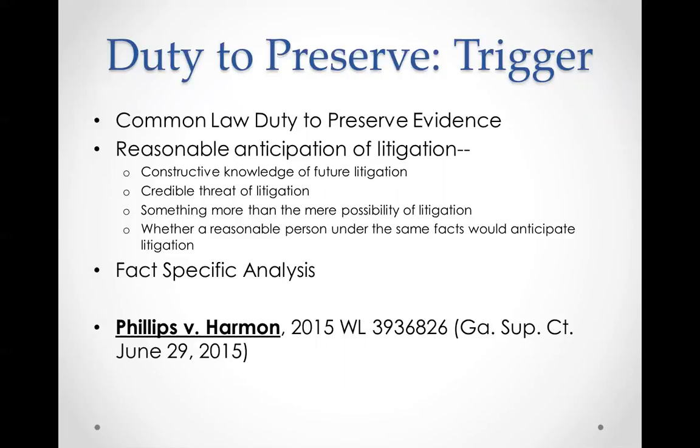And the general buzzwords are reasonable anticipation of litigation, although it's been articulated lots of ways. Constructive knowledge of future litigation, credible threat of litigation, something more than the mere possibility of litigation, whether a reasonable person under the same facts would anticipate litigation. They're all trying to get at the same thing, which is, did the party, whether it be a company or an individual, know that there was going to be a dispute where this information might be relevant at the time that they deleted that information?